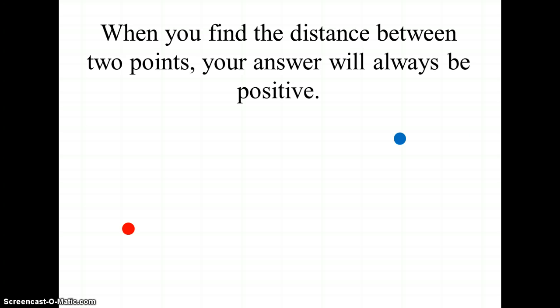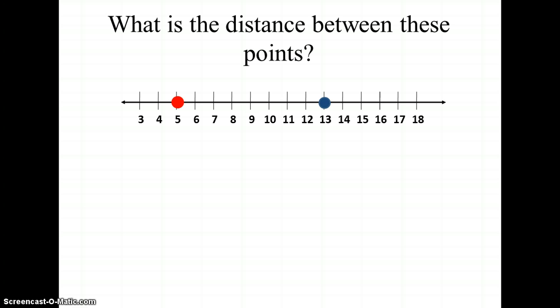When you find the distance between 2 points, your answer will always be positive. In this case, the distance between these 2 points is 3 feet. What is the distance between these points? Well, to do this, I just have to simply look at my 2 points, 13 and 5, and subtract them. So the distance between point 5 and the point at 13 is 8.